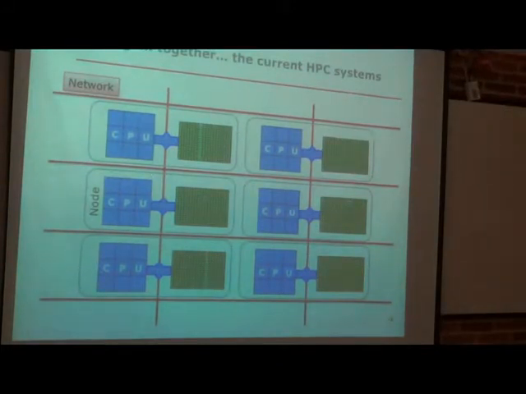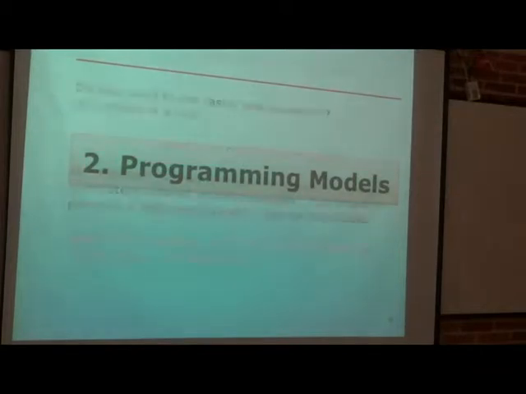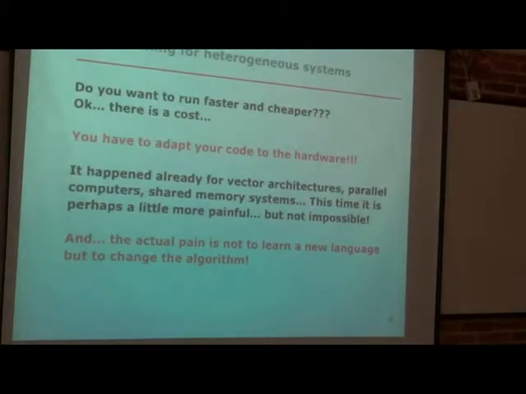This is, for example, on this Titan machine, where my French colleagues are doing the first cosmological simulation. I'm going to talk about it a little tomorrow. They are using many CPUs and sending from these different nodes some part of the work to these graphics cards. Programming models: do you want to run faster and cheaper?